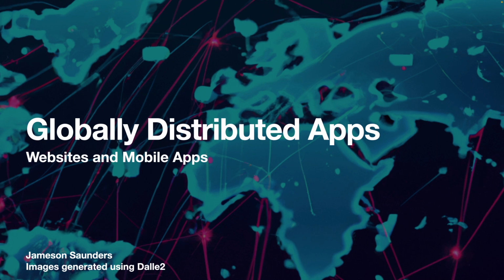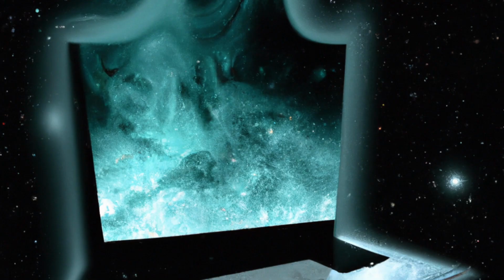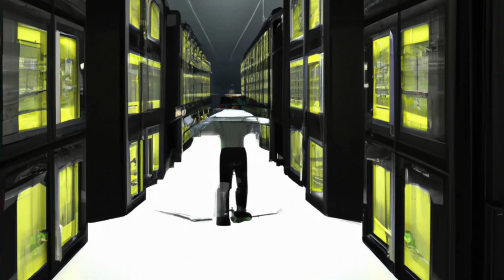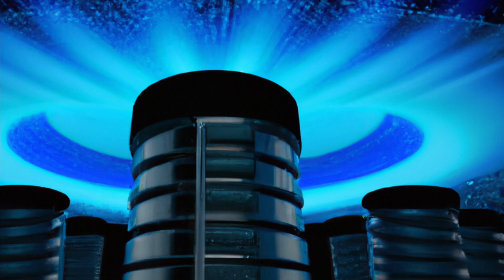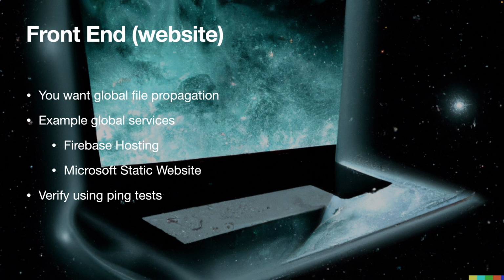How can you build a globally distributed website or mobile application to distribute to your customers all across the world? So getting started here with the front end or the website, you want to use a global file propagation system. This means that the place that your website files are hosted on, you want to make sure that under the hood, that system is distributing those files to servers all across the world.